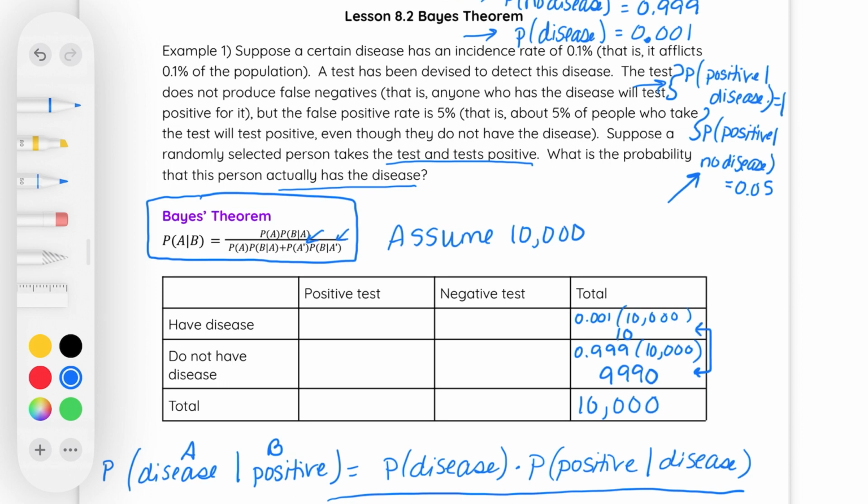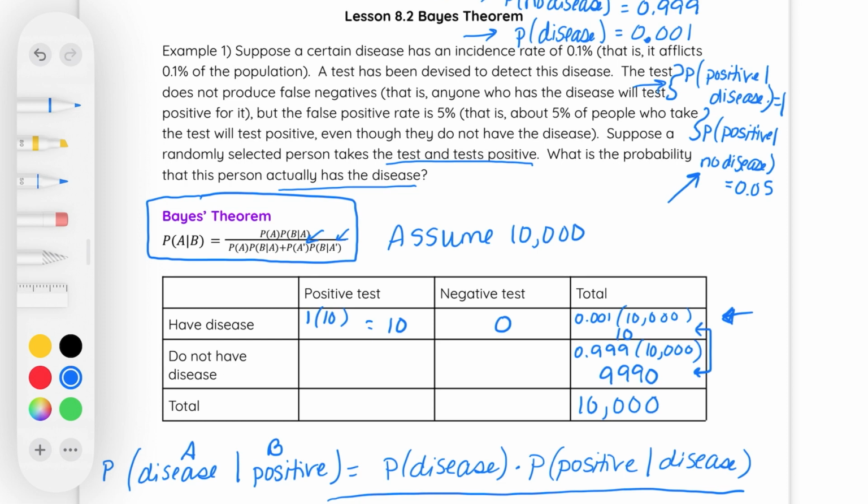9,990. We also know that a person who, given the disease, so in this category, given the disease, and they test positive is 100%. So 100% of those who are testing, who have the disease, would give us 10. So this category is 10. That means this row would have to be 0 for negative test, because 10 plus 0 would still have to be 10 to make the total category appropriate.